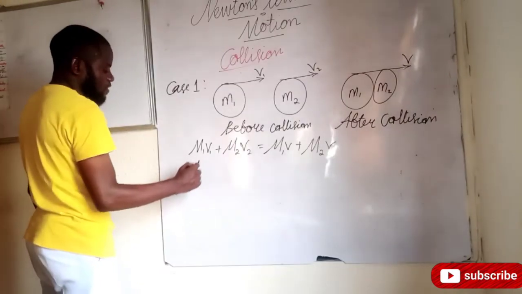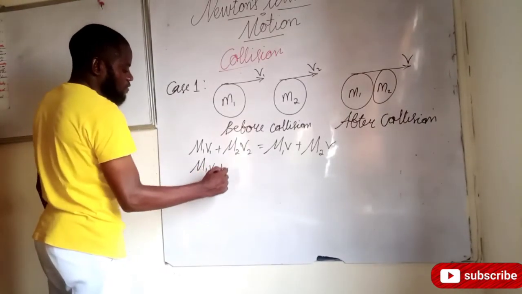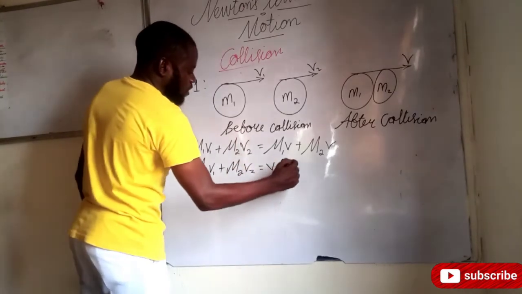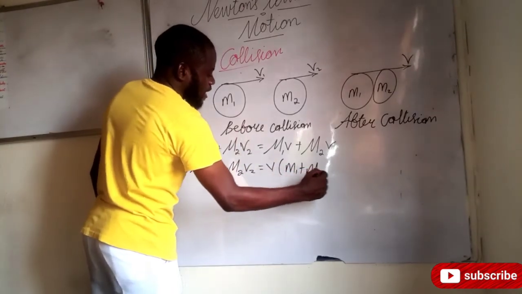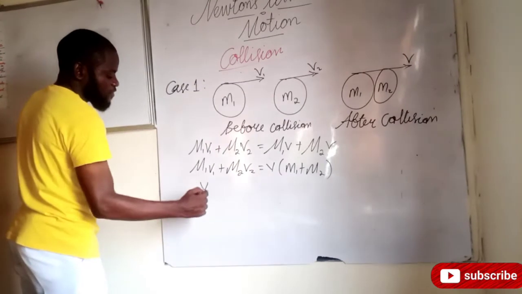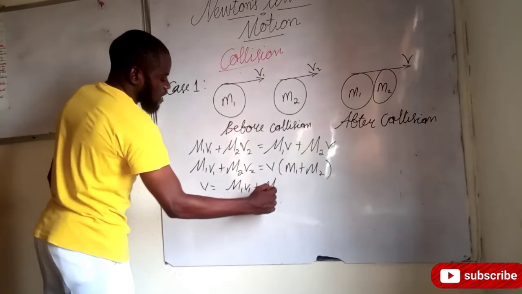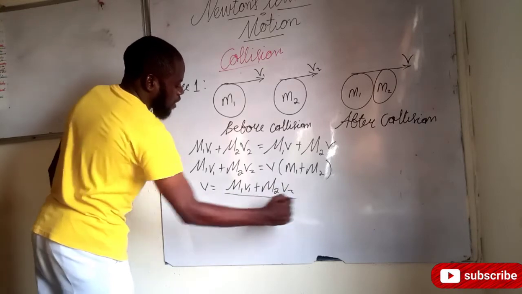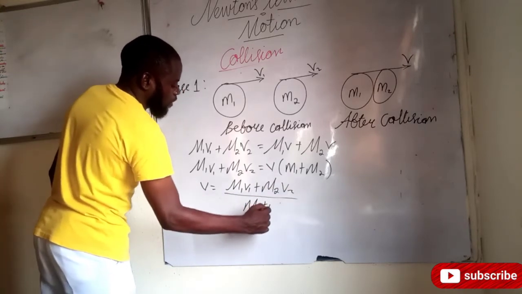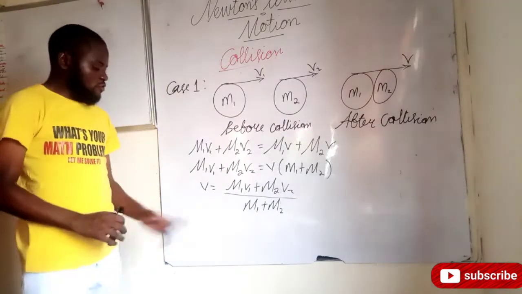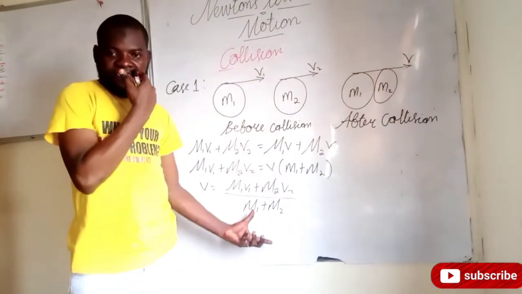If I factorize it out, I will have m1v1 plus m2v2 equals v into (m1 plus m2). So if I factorize out v, I will have v equals m1v1 plus m2v2 all over m1 plus m2. Do we understand this now? So this will be the common velocity that they are going to move with.